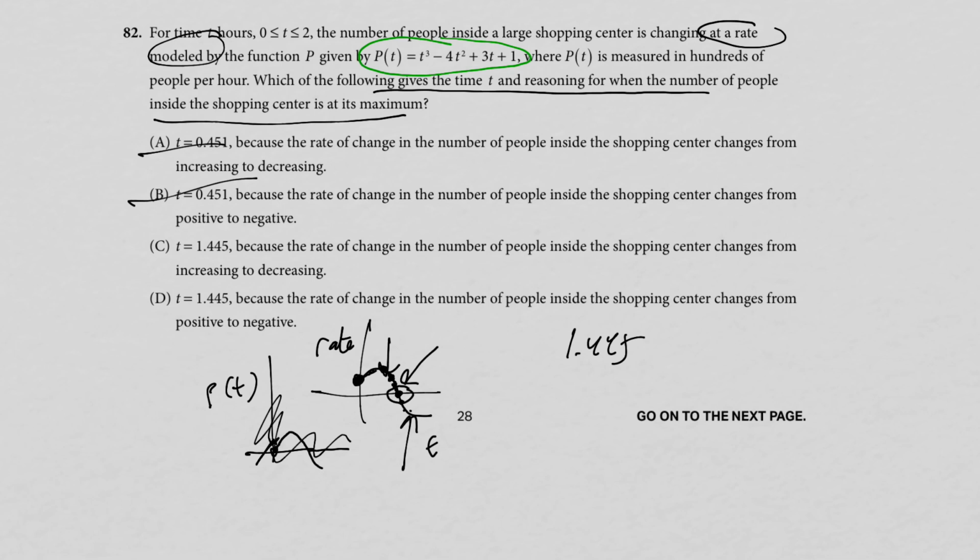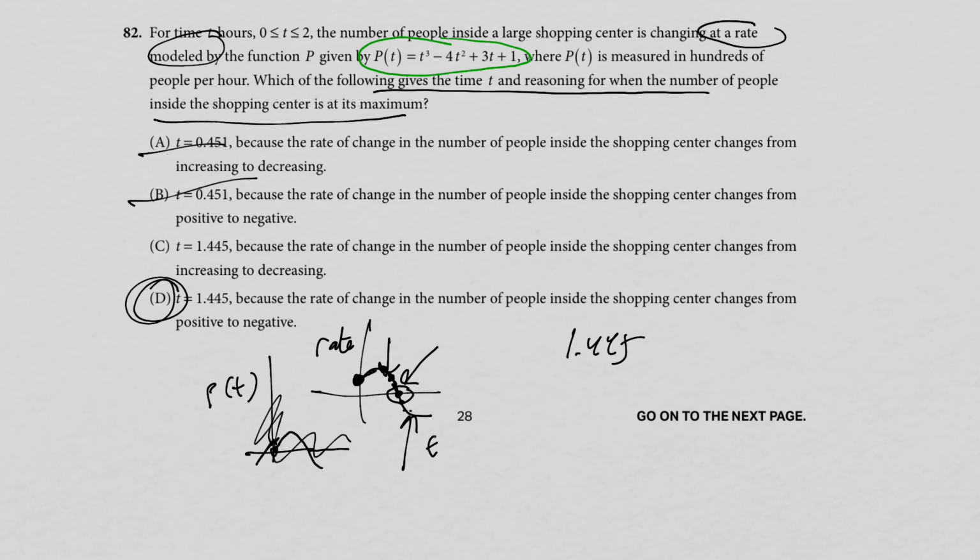Now they want the reason why, though. Because the rate of change changes from increasing... So it's not that the rate of change is increasing versus decreasing. I think it's because the rate of change went from positive to negative. That's what I think.